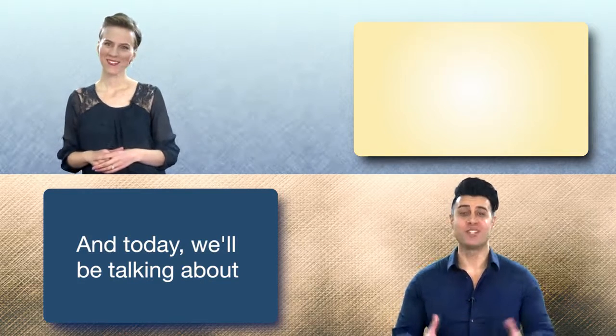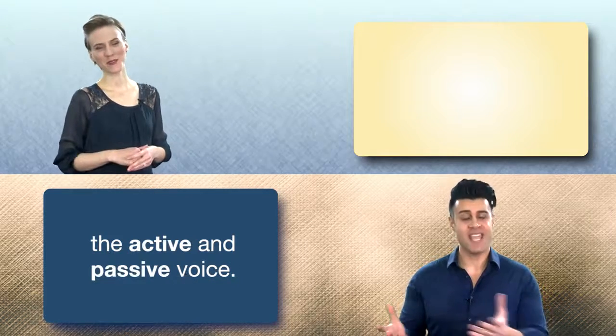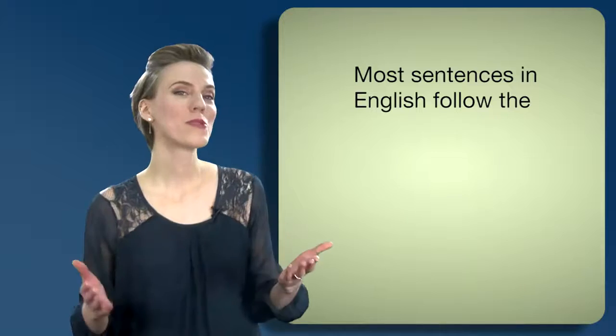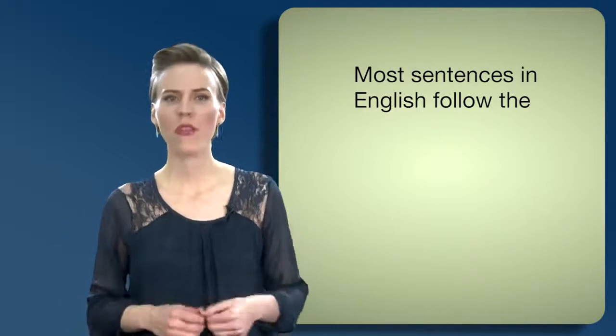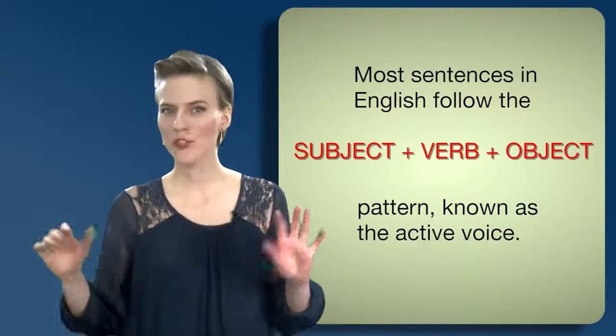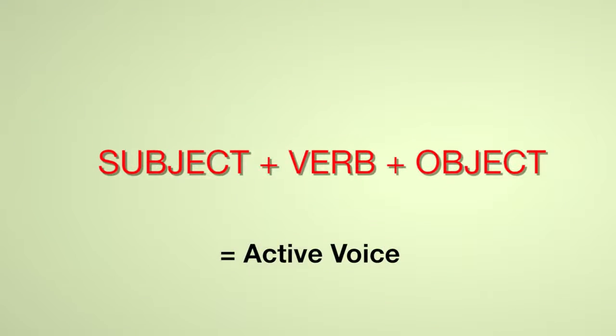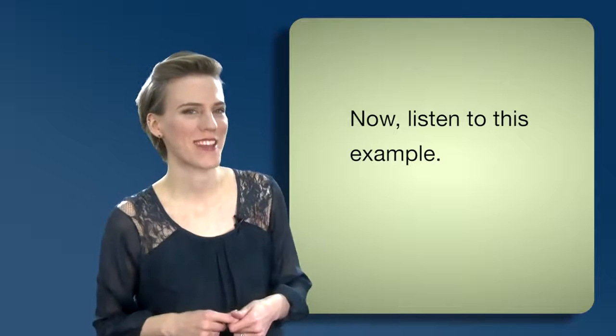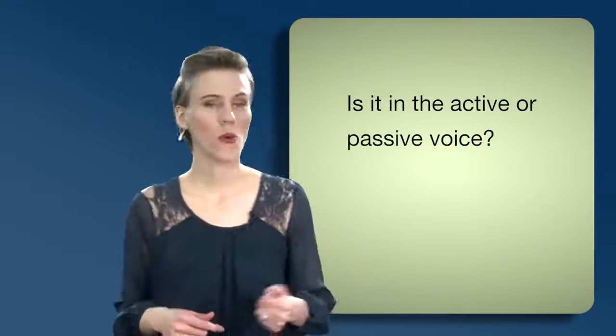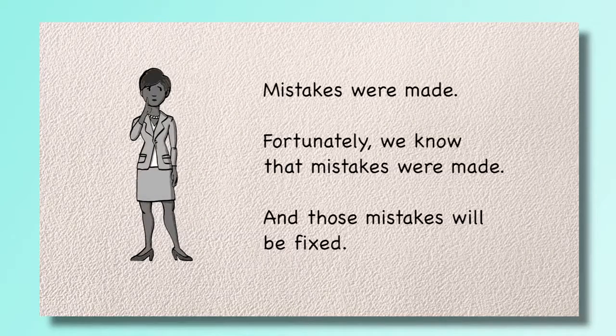And today we'll be talking about the active and passive voice. Most sentences in English follow the subject-verb-object pattern, known as the active voice. Now, listen to this example. Is it in the active or passive voice? Mistakes were made. Fortunately, we know that mistakes were made, and those mistakes will be fixed.